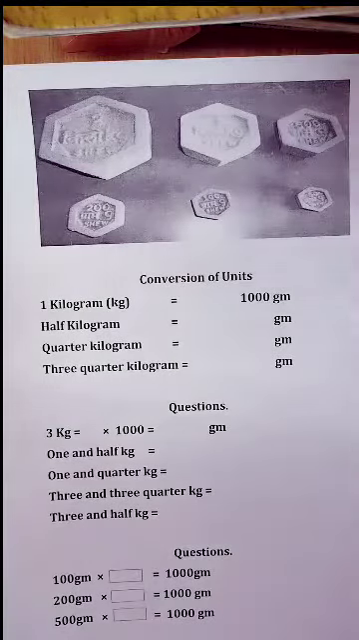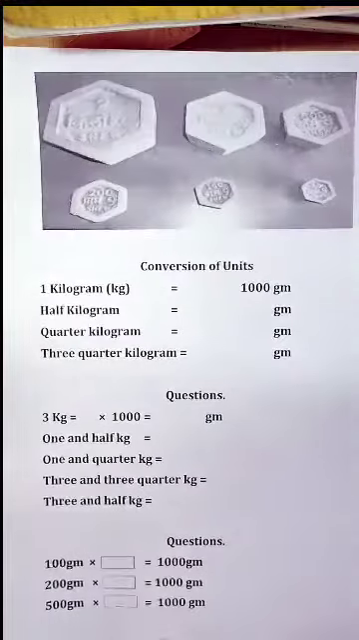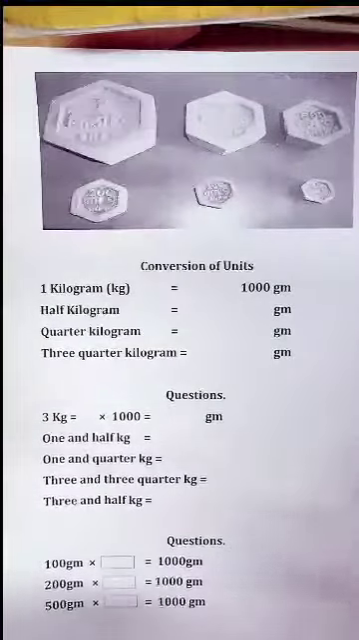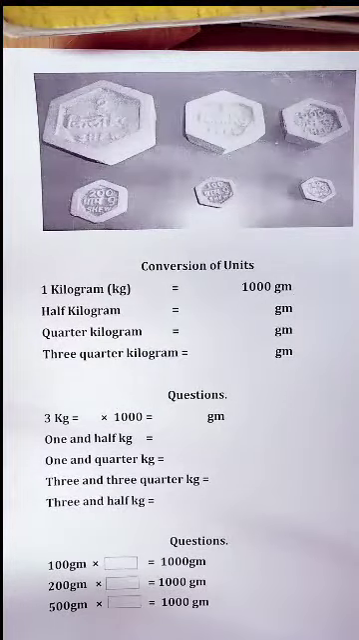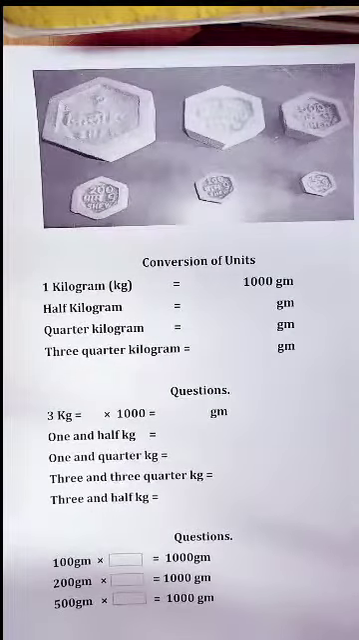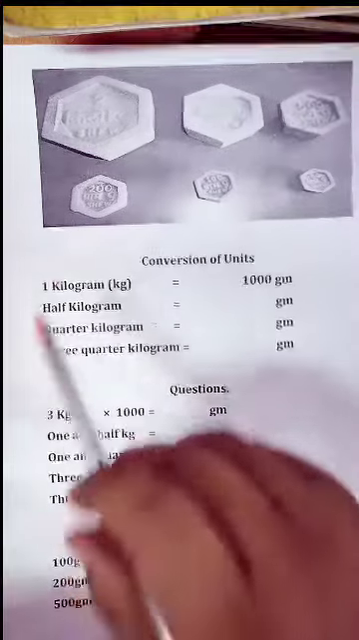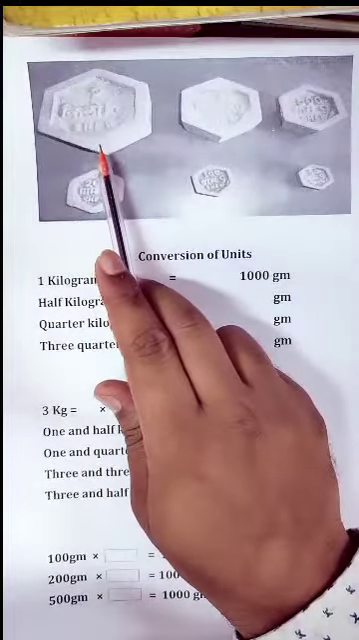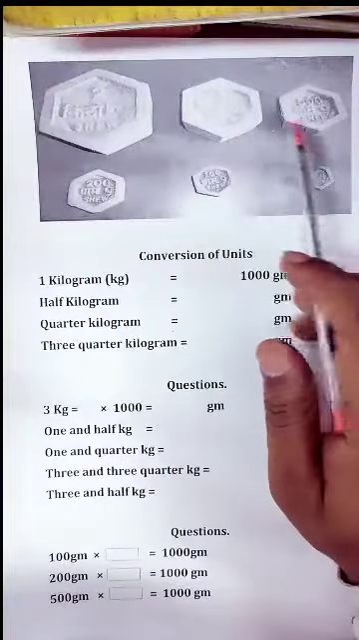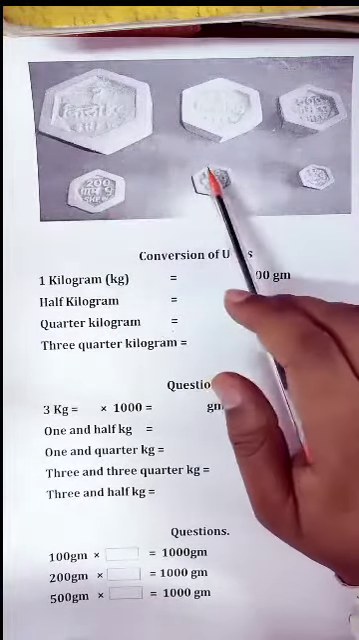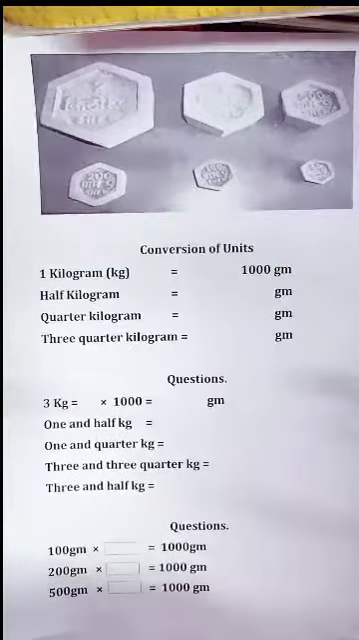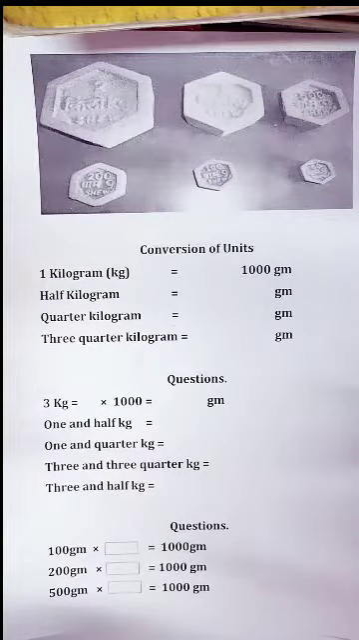Okay, welcome to everyone. So today we will solve some examples based on how to convert units of kg to gram. First of all, let's learn which types of weights we can observe in our daily life. For example, here you can see a 2 kg weight, then 1 kg weight, 500 gram, 200 gram, 100 gram and 50 gram. These are the weights that you can usually observe in vegetable markets.